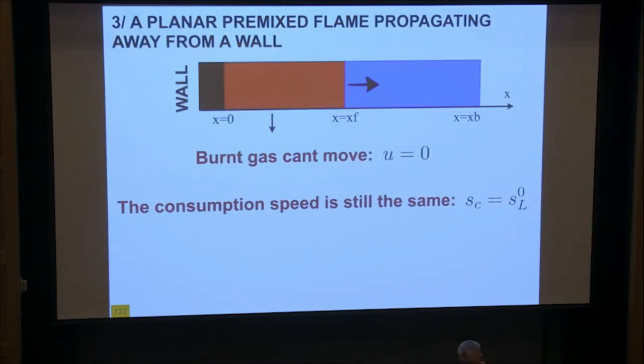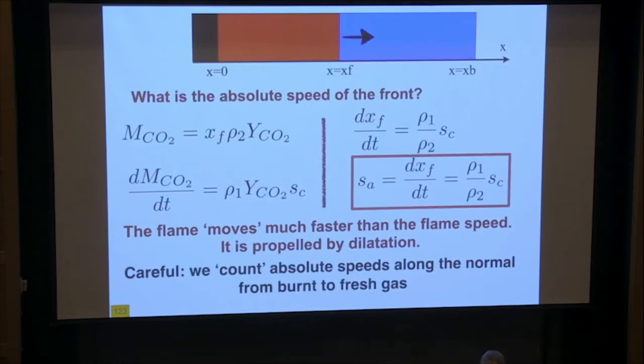Now, let me take the third example, which is probably the one which has the largest number of consequences. Now, let's ignite a flame with a wall, but the other way. That means we'll have the wall. We ignite the flame here, and now the flame propagates away from the wall. So when you do that, the consumption speed, as I said before, is always the same. We all say it's the same flame, so it burns the same amount of fuel.